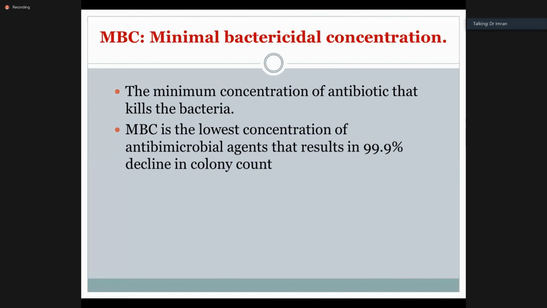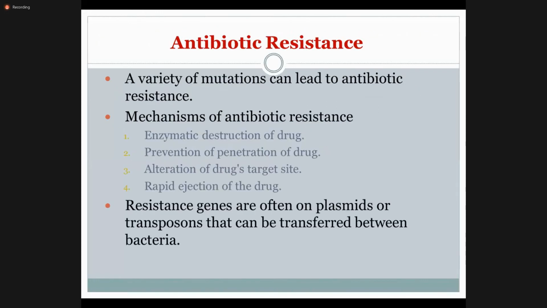Now, this is a very important problem in our community, which is emerging rapidly, right? The resistance against the antibiotic. This is one of the major concerns, especially in Pakistan, the emergence of resistance against different antibiotics. And before discussing the mechanism of antibiotic resistance, first I want to discuss how we are involved as physicians in developing antibiotic resistance, right?